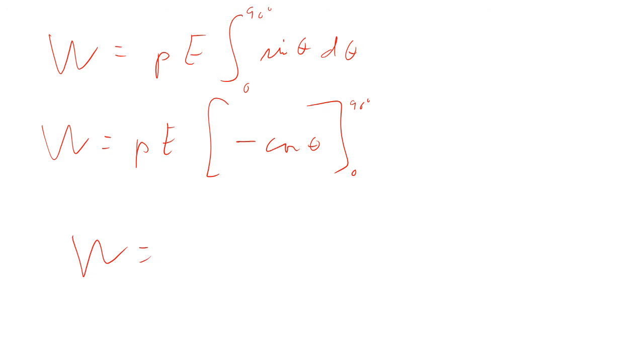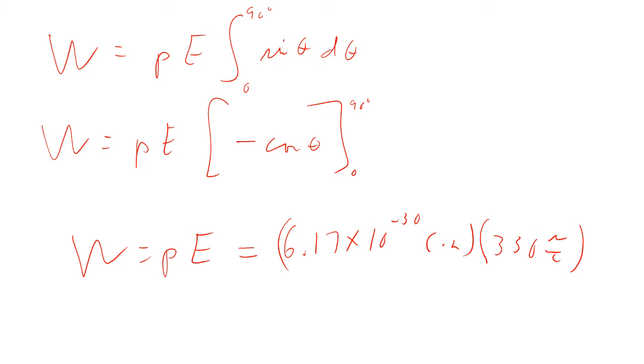And so this is going to be P times E. It's going to be 1 because cosine of 90 degrees is 0 minus the cosine of 0, so the negative gives you 1. We have those terms already, so we just multiply 6.17 times 10 to the minus 30 coulomb meters times 330 newtons per coulomb. And so the work done to turn this thing is 2.04 times 10 to the minus 27.